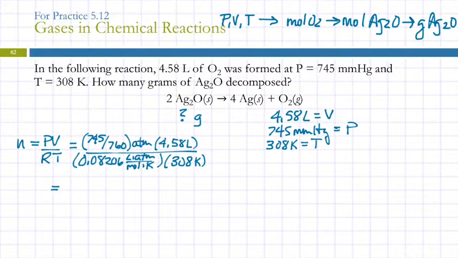So in my calculator, it goes 745 divided by 760, and then I'm going to multiply by 4.58, I'm going to divide by 0.08206, I'm going to divide by 308. And that gives me moles of oxygen. There's my moles of oxygen. Any questions?